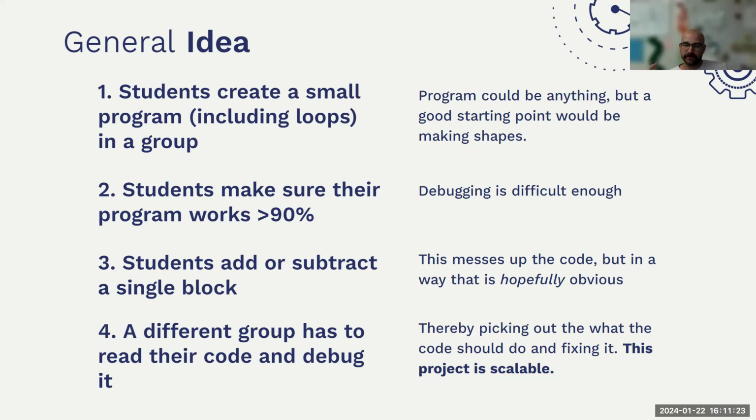So they're having to pick out what it should do and fix it. This is a scalable project. So first round, you do one thing wrong, pass it to a different group. Second round, you get the people to add 2 bad lines of code or add one and take one away. So there's 2 mistakes. Give it back. Can they fix it? 3 mistakes. And you can just keep doing that as your project.